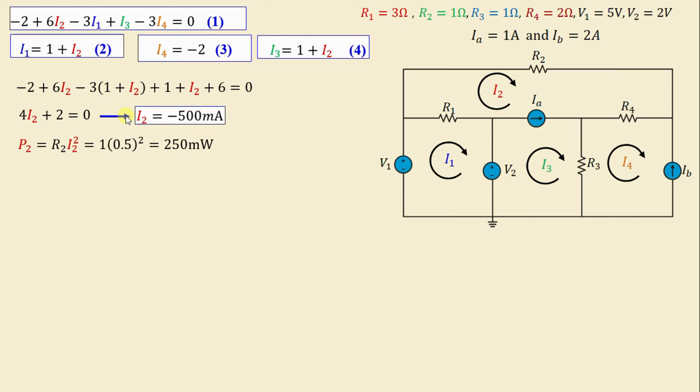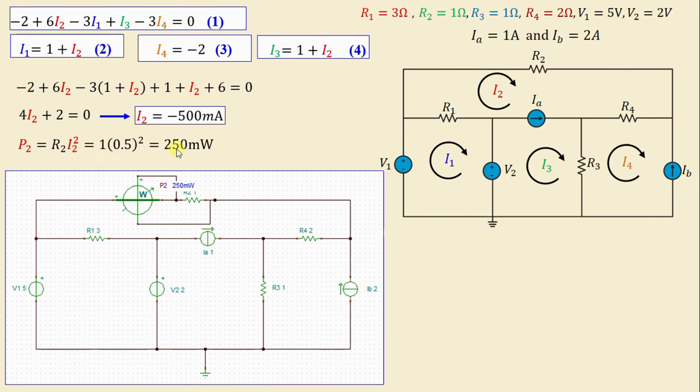After we finish the calculation, we have found the current I2 through the resistor R2, so we can calculate the dissipated power in the resistor R2, which is equal to R2 I2 squared, equal to 1 multiplied by 0.5 squared, so we get 250 milliwatts. After completing the calculation, we conduct a simulation using SPICE to verify our results.